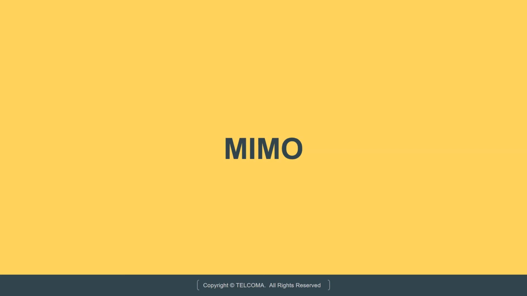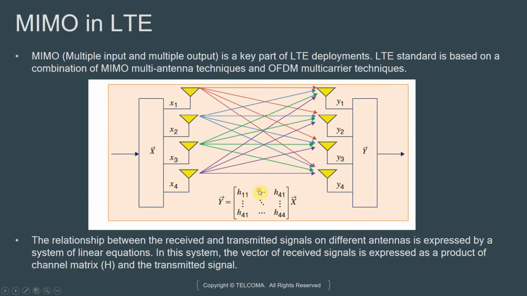Welcome back. In this section, we are going to talk about MIMO in LTE Advanced. MIMO stands for multiple input, multiple output. MIMO is a key part of LTE deployments. The LTE standard is based on the combination of MIMO multi-antenna techniques and OFDM multi-carrier techniques.